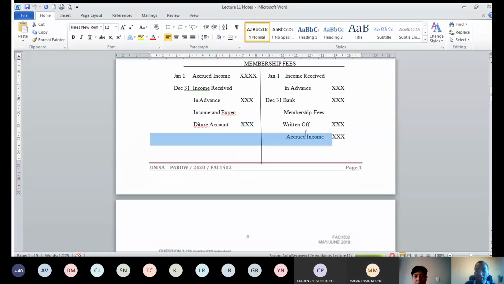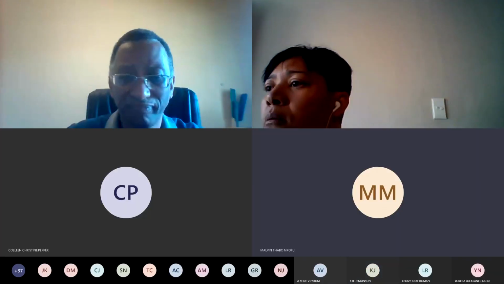Yes, that one. This accrued income is the accrued income at the end of the financial year. At the end of the financial year, accrued income is money that is still due to you. Therefore, accrued income is an asset. To record this in the books, you will debit accrued income and credit your membership fee account. So the membership fee account will have a credit entry for accrued income. Okay, now it's clear, sir. Thank you. Okay, guys, any other questions?